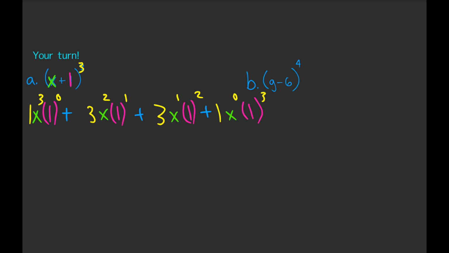So 1, don't need to write that, x to the 3rd power times 1 to the 0th power, just 1, plus 3, x to the 2nd power, 1 to the 1st power is just 1, plus 3, x to the 1st power is just x, times 1 to the 2nd power, which is just 1, plus 1, don't need to write that, x to the 0th power, which is just 1, don't need to write that, and 1 to the 3rd power, which is 1. Our answer is this expression.